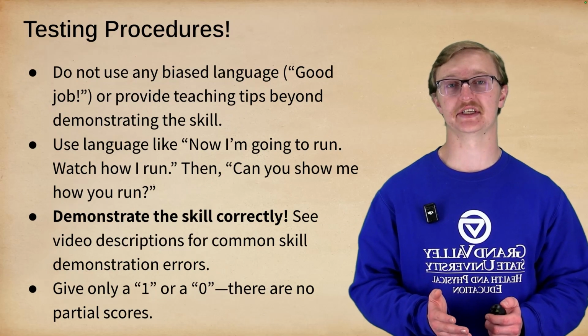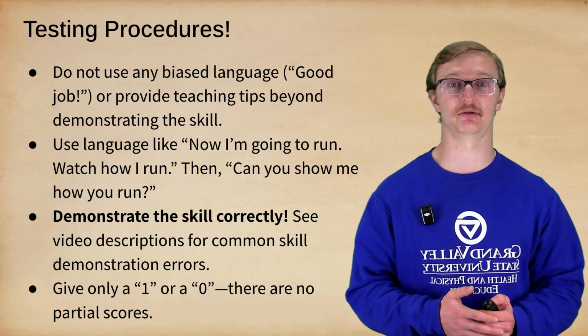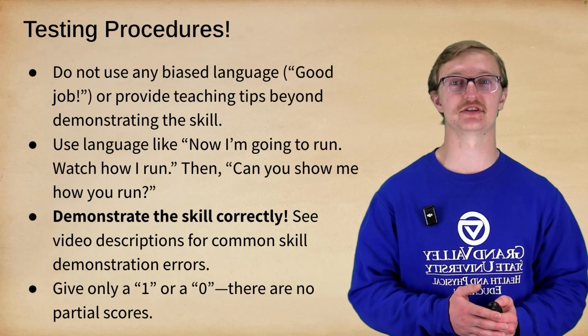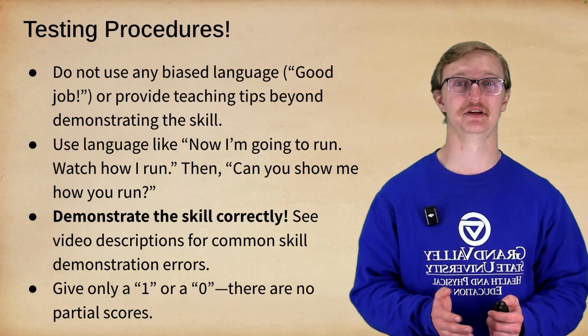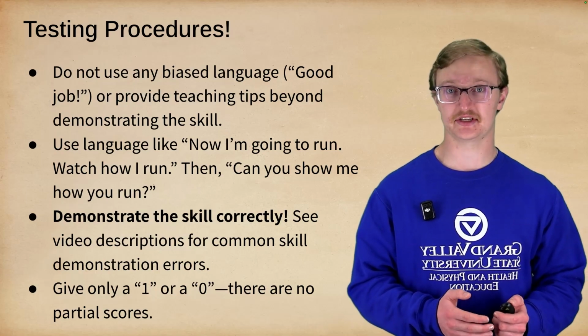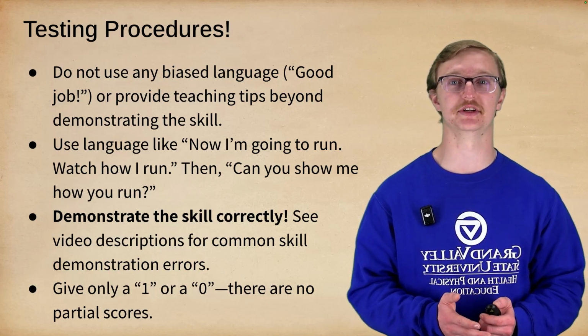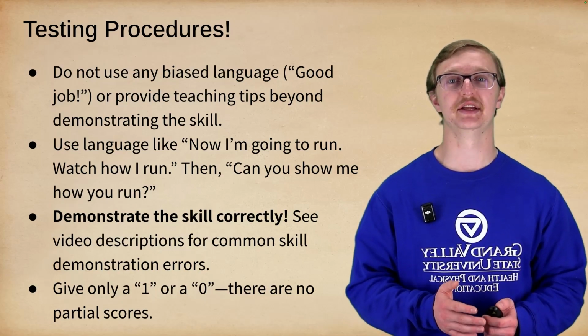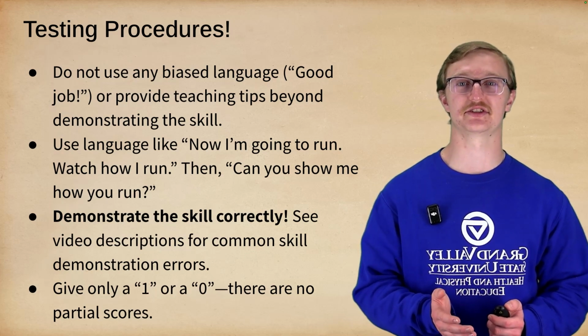When administering the test, it is important to follow a specific protocol so that the test results are reliable and valid. First, do not use any biased language while testing the child, such as "good job," and do not provide teaching tips beyond demonstrating the skill. To be clear, the test administrator should not explain each skill criteria. Moreover, the test administrator should use language like, "Now I'm going to run, watch how I run," to draw the student's attention to their skill demonstration.